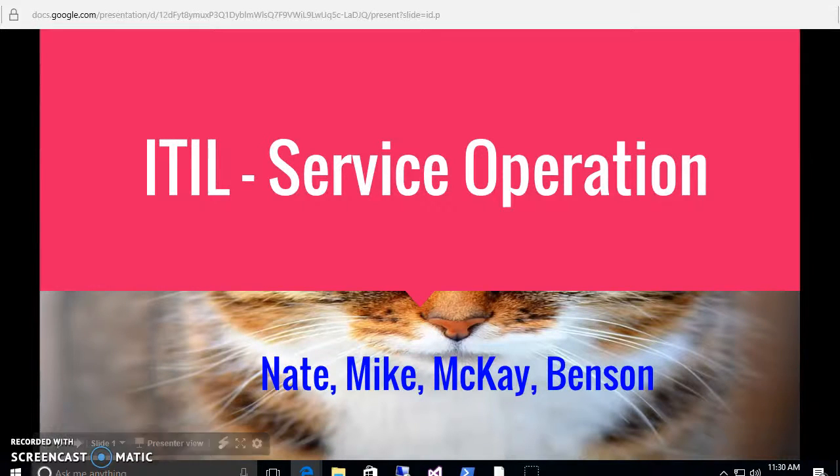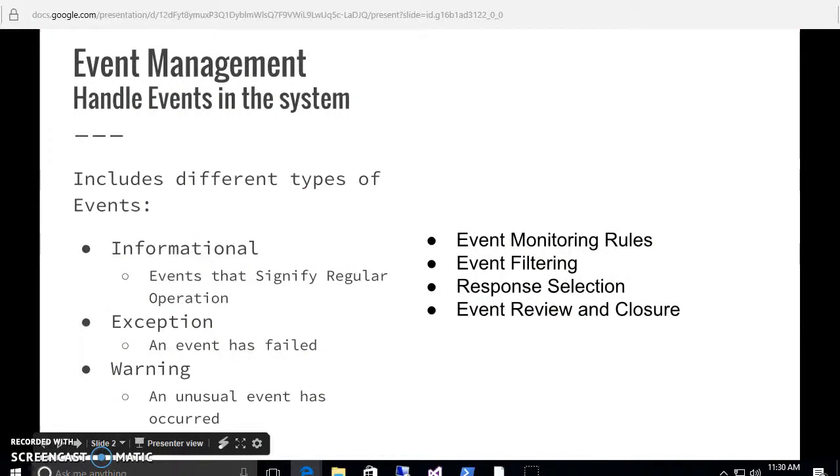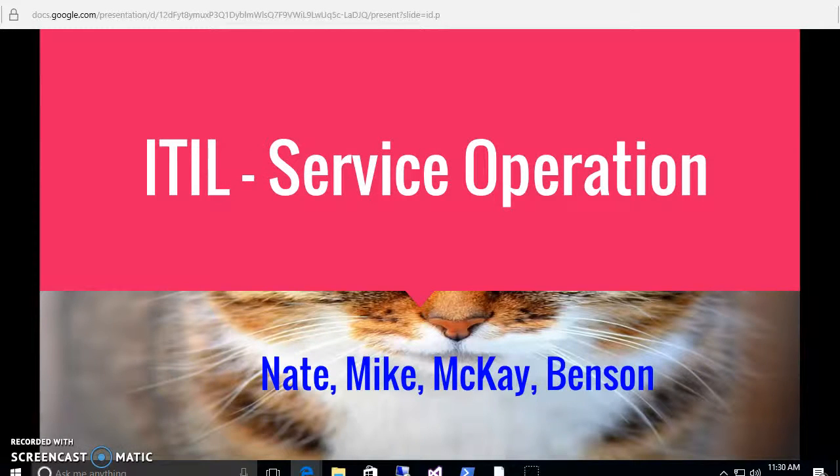Service operation is divided into processes and functions. The processes of service operation are event management, access management, request fulfillment, problem management, and incident management, while the functions are service desk, technical management, application management, and IT applications management. The distinction is important because within ITIL, a function is treated as an organizational entity characterized by a specialization. We'll discuss this more on later slides.